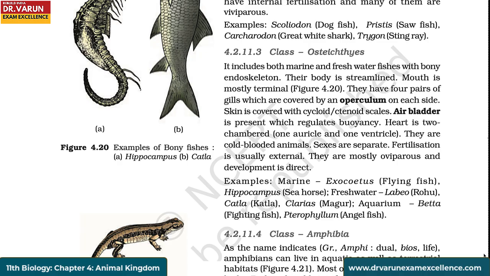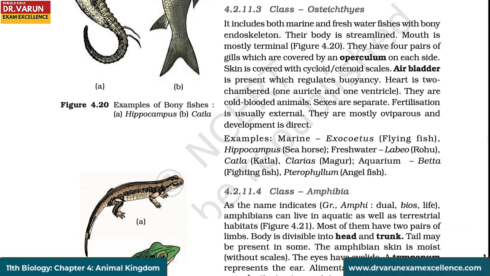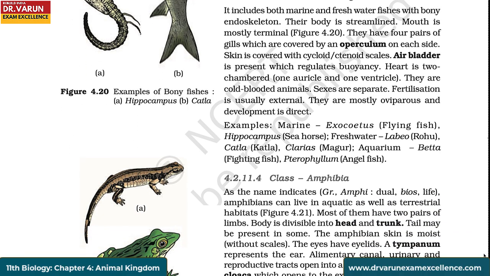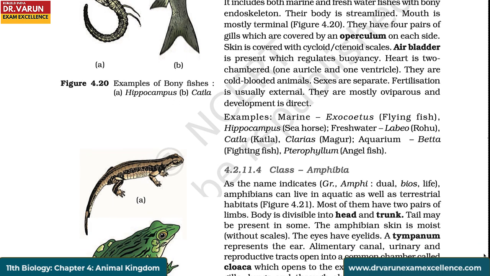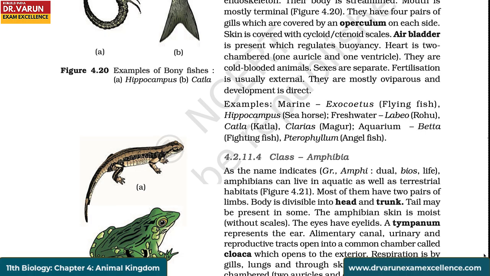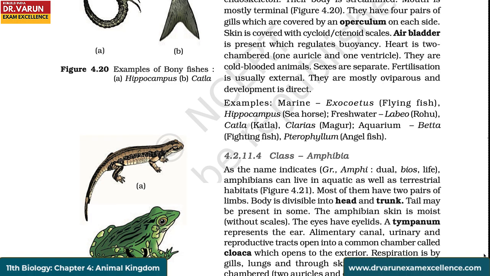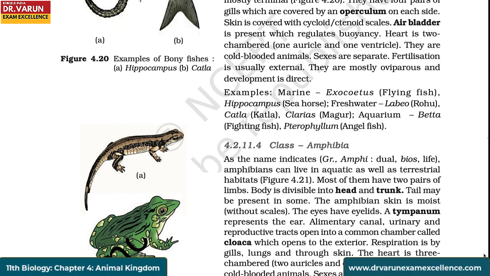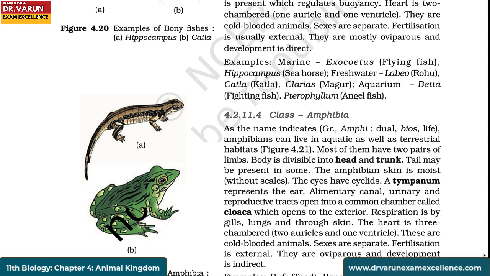Examples: marine, Exocoetus, flying fish, Hippocampus, seahorse; freshwater, Labeo rohu, Catla, Clarias magur; aquarium fishes, Betta, fighting fish, Pterophyllum, angelfish.